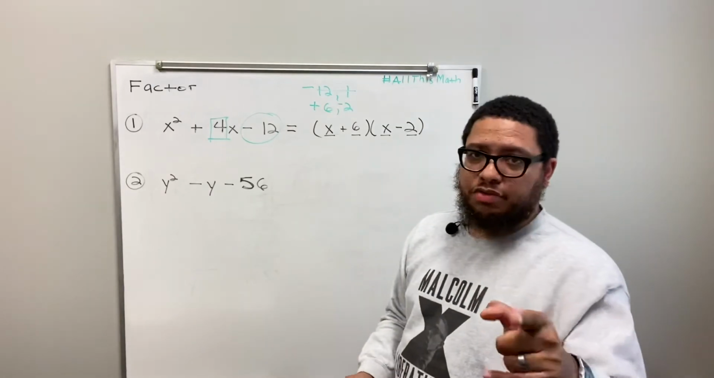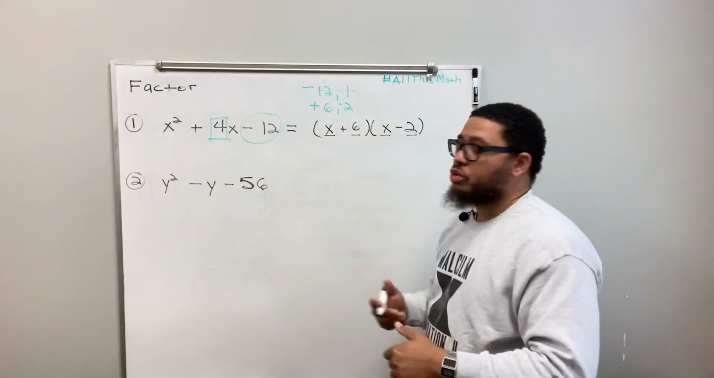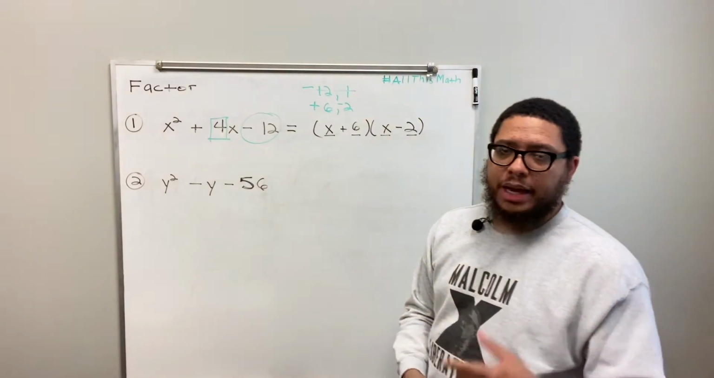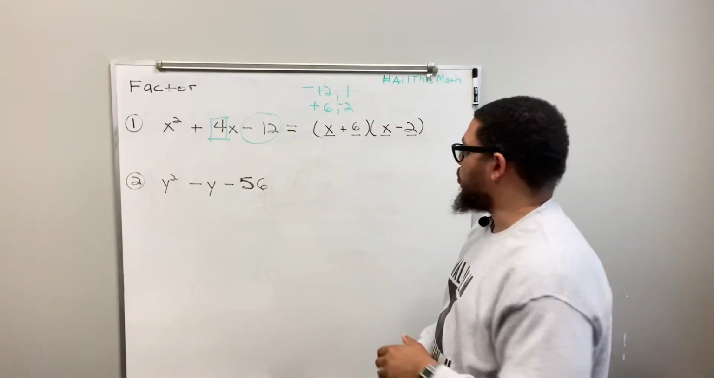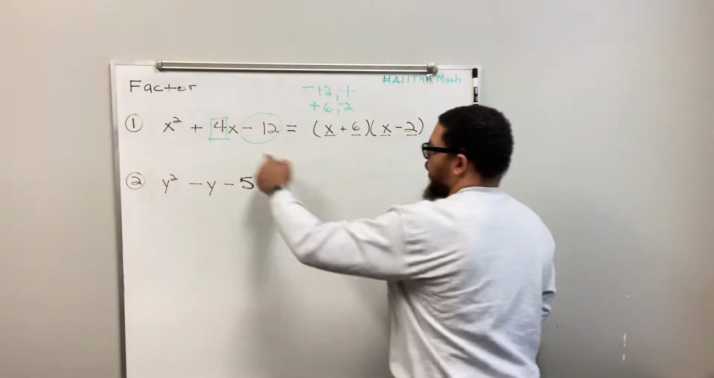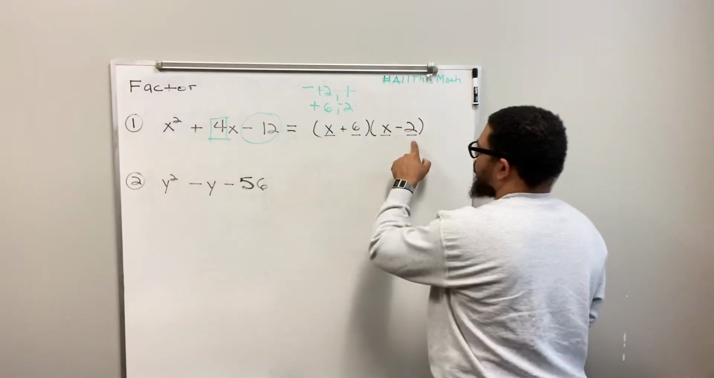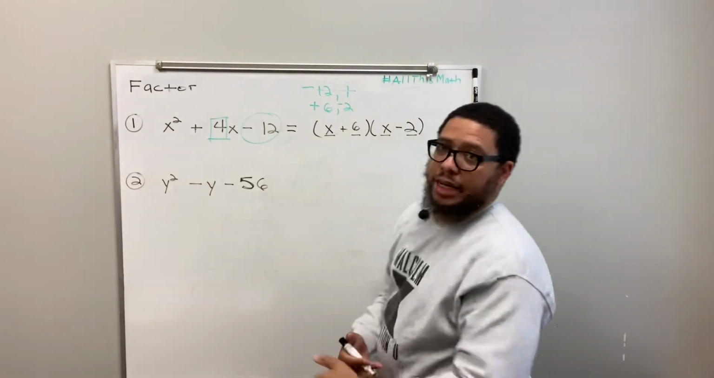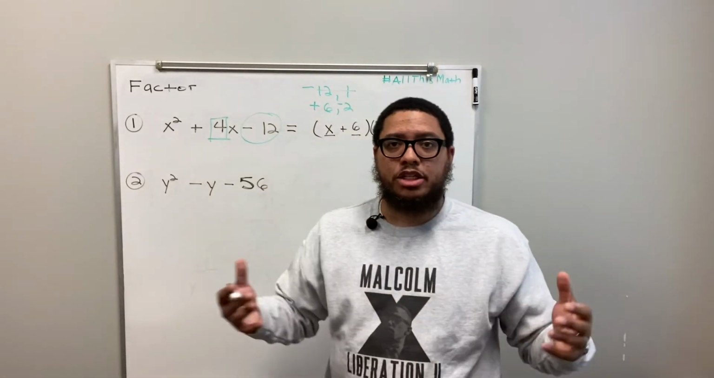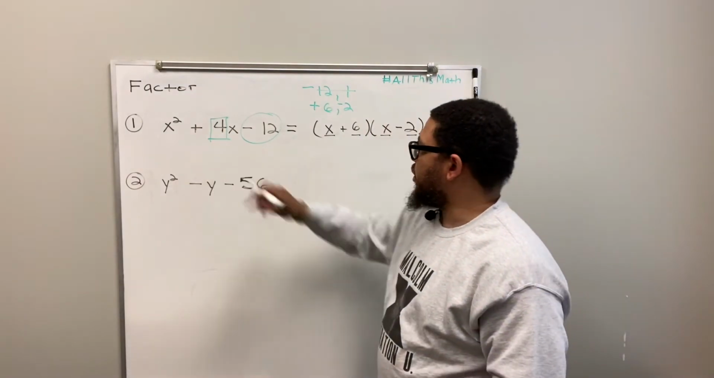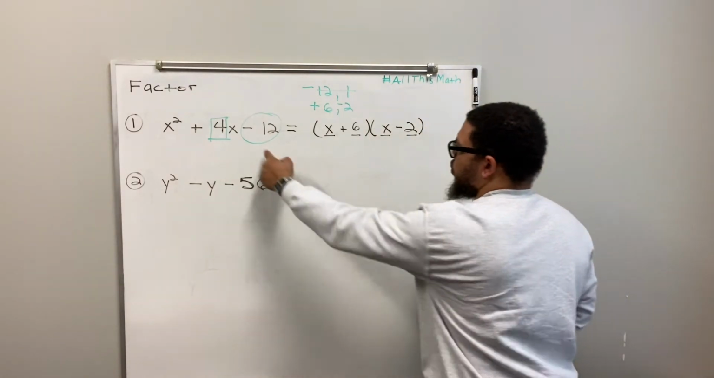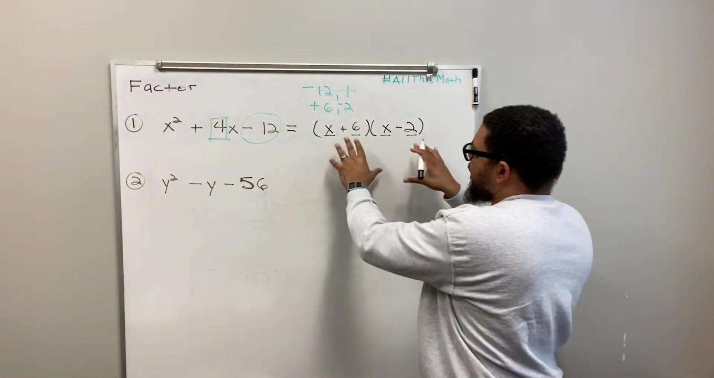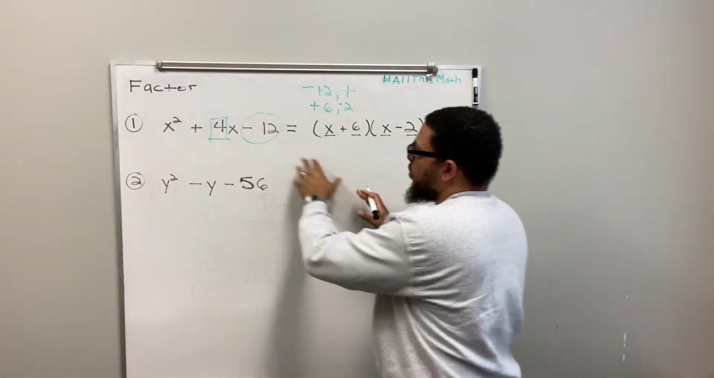But what if you want to prove whether that's the answer or not? Use something called the FOIL method, the FOIL method of multiplying binomials. X times x is x squared. X times negative 2 is negative 2x. 6 times x is 6x. Combine like terms. Negative 2x plus 6x gives me 4x. And then 6 times negative 2, which is negative 12. All right. So this is proof that this is the right answer. So this is the factored form of this.